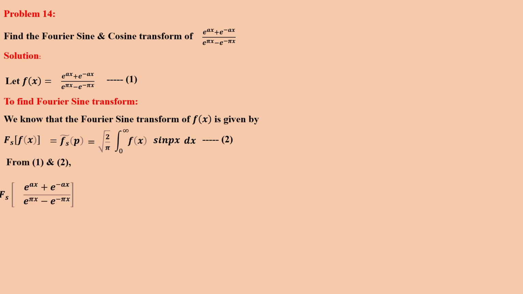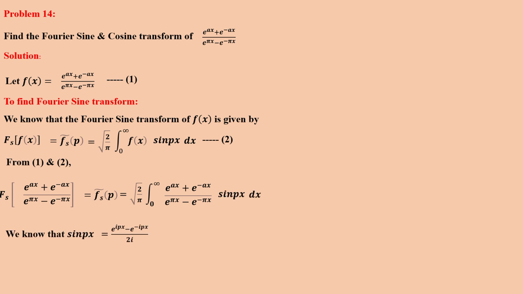Using 1 and 2, we will get the Fourier sine transform of (e^(ax) + e^(−ax)) by (e^(πx) − e^(−πx)), which is equal to F_s bar of p, which is equal to root 2 divided by pi integral 0 to infinity (e^(ax) + e^(−ax)) by (e^(πx) − e^(−πx)) sin px dx. We know sin px is equal to (e^(ipx) − e^(−ipx)) by 2i. So we are going to use the sin px value in that Fourier sine transformation, right?